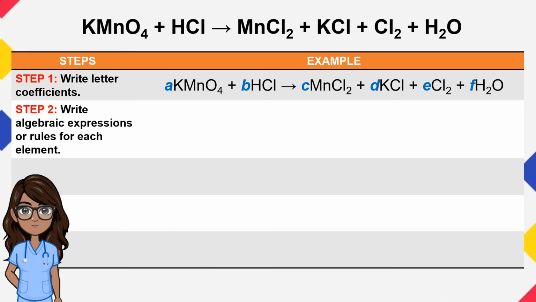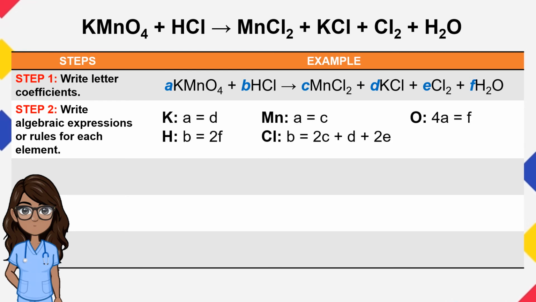Next, applying the conservation of mass, which tells us that the total number of atoms of each element must be the same on both sides, write algebraic rules for each element. Let's start with potassium, or K. The rule for K would be A equals D. We use an equal sign to separate the coefficients for reactants and products. For manganese, we have A equals C. Oxygen is 4A equals F.